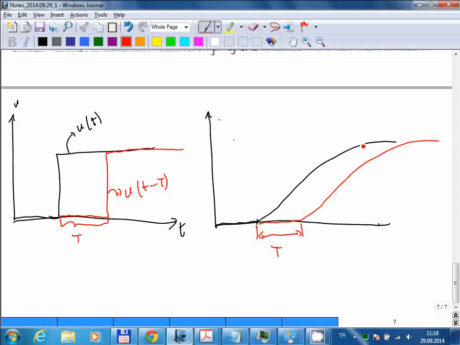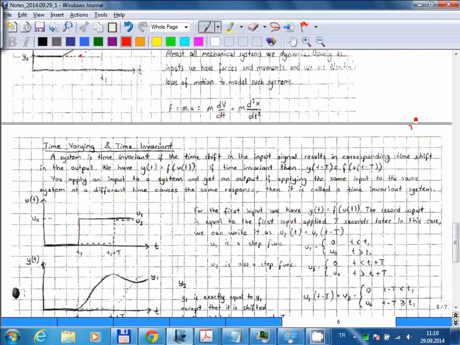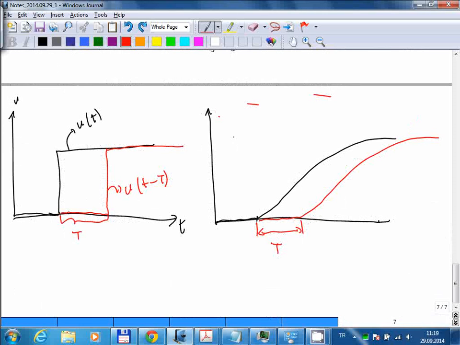Or on the opposite side, if the response is different when you shift the input, you give the same input but you get a different response. So how can it be? For example, the output is something like this. So this is time invariant.